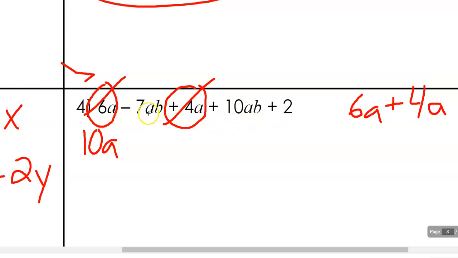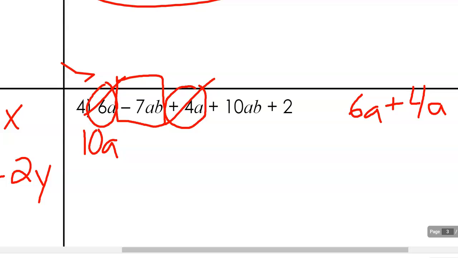They have the same variables attached and the same exponents that are also attached to those variables. Now, if this A had a 2 here, but a 2 as an exponent wasn't present here, they would not be like terms. The variables have to be the same, as well as the exponents attached to that variable must be the same as well. So these are like terms, okay?